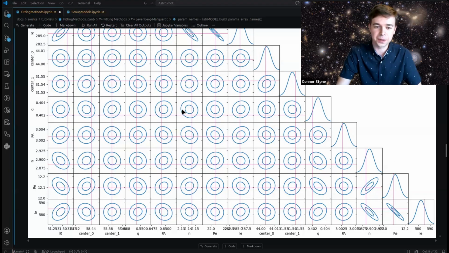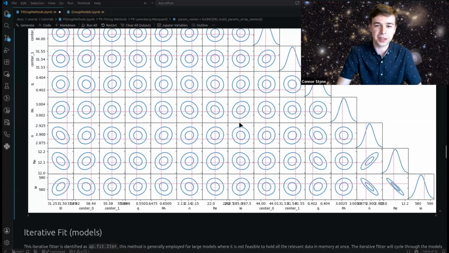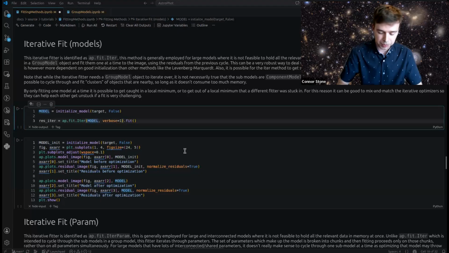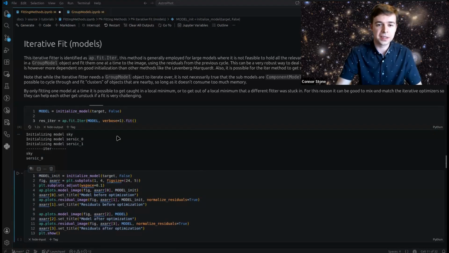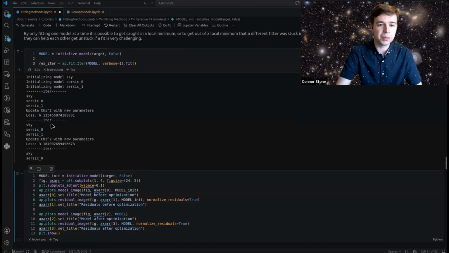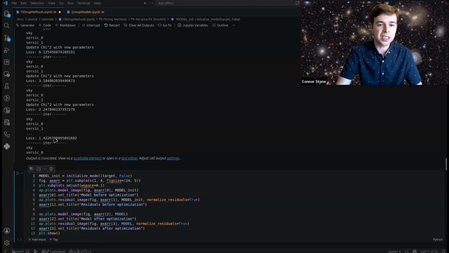All right, so that's our big corner plot with Levenberg-Marquardt. Now, I mentioned this in the group models tutorial, but there is an iterative fitter, which will basically just go one model at a time. You see sky, Sersic 0, Sersic 1, and it'll just keep looping in those until it reaches the chi-squared minimum.